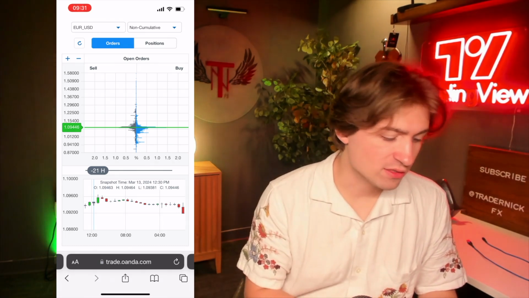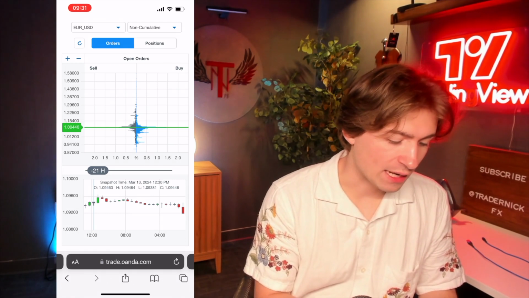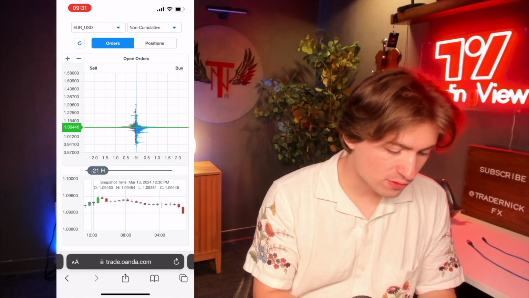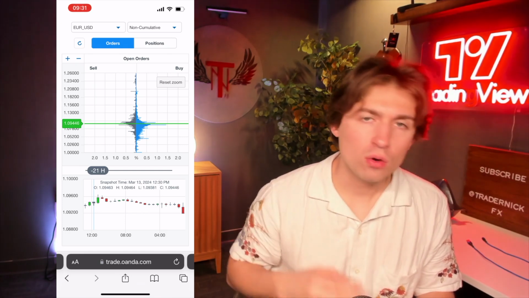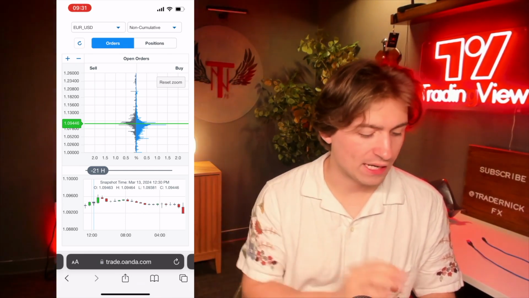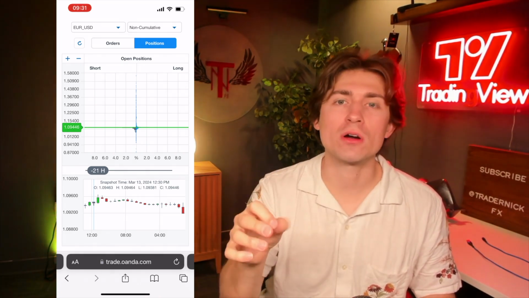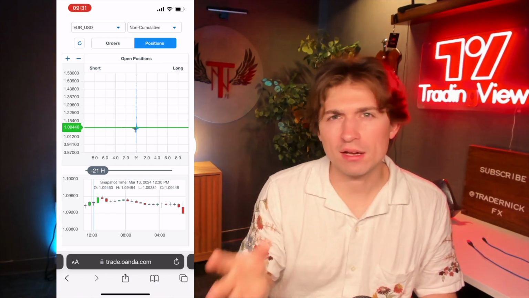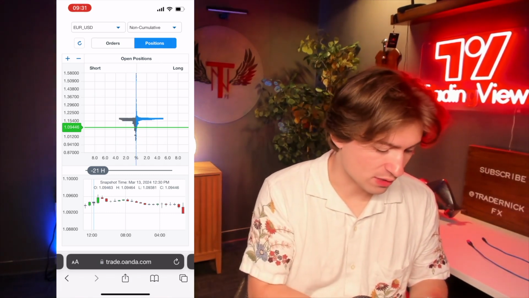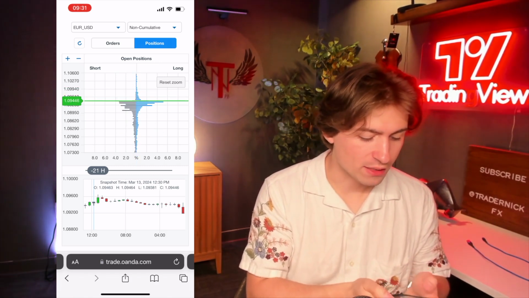So check this out. What we're looking at, of course, is the Euro USD, and we are looking at open orders. We can scroll in here and see where orders are at, but we can also see positions. The difference here, of course, is that orders are an order to buy or an order to sell, which is maybe kind of interesting, but also what's interesting is to look at the actual positioning, like where traders are already positioned.